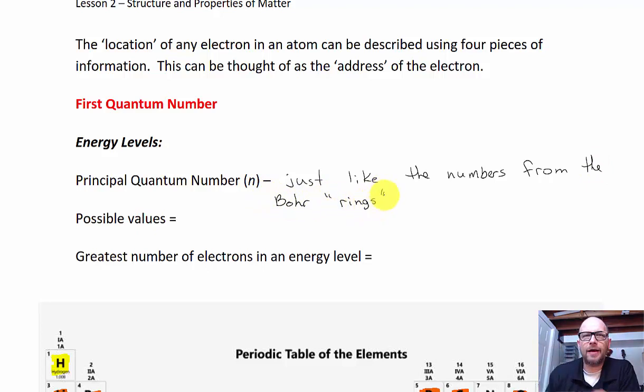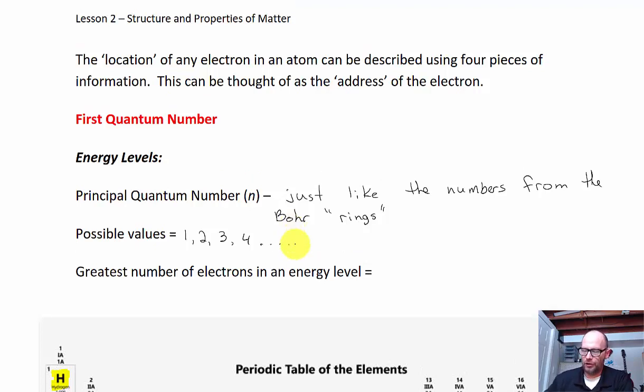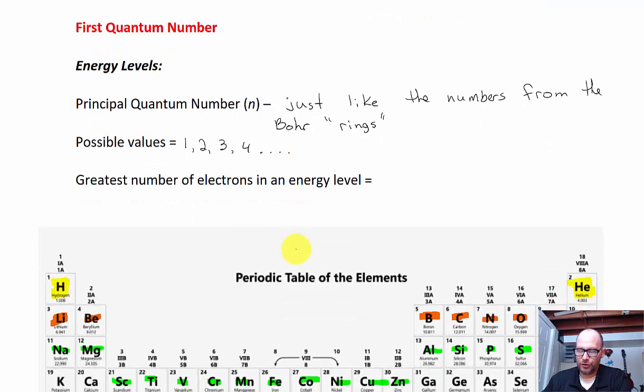So it's exactly like the way that worked out. And the way that these numbers work out, you have possible values. There is 1, 2, 3, 4, and you can just keep going on like that. Okay, this is how this works out. The greatest number of electrons that can be in any energy level is, we'll get into that a little bit later, how that works out, because you're going to learn how to figure this out actually yourself.